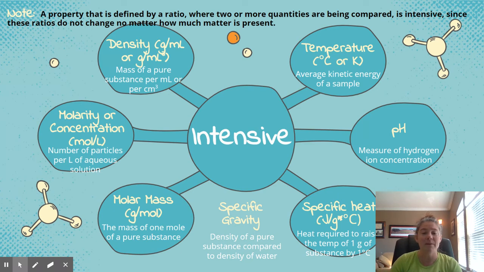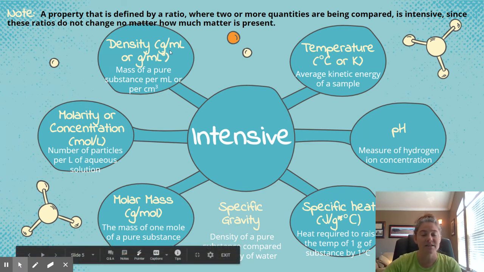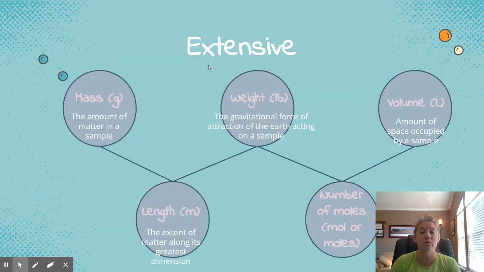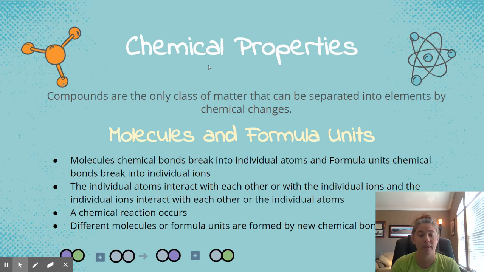So anytime I see a ratio in units of extensive properties, I can assume that that is going to be an intensive property, because it will not change. Whether I have a small with a large, or a small and a small, or a large and a large, the ratio will always stay the same.